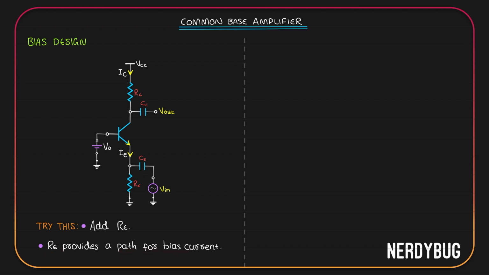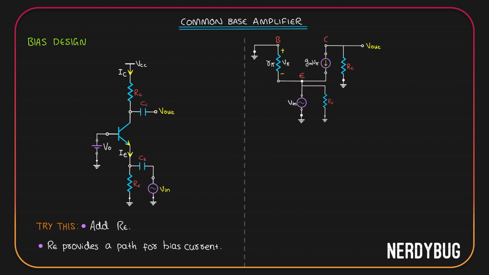Let us see how adding a resistor at the emitter affects our input impedance and the gain. For that, we need the small signal model. In the small signal model, we only have AC signals. Assuming their frequencies are in the mid frequency band, we can short all the coupling capacitors. Then RE will be over here in parallel with V input.